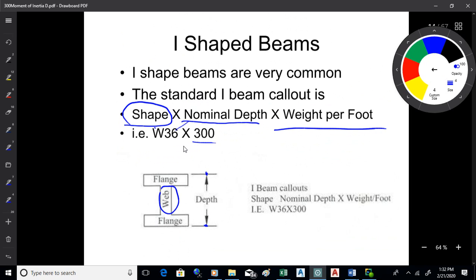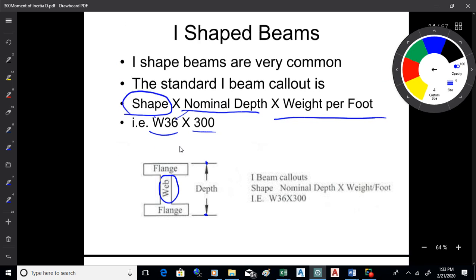So the idea here is the W36 grouping of I-beams, they're not all exactly 36 inches deep. They vary. We saw one that was 35 and 7/8. We saw another one that was about 36 and a half, et cetera, et cetera. Okay.